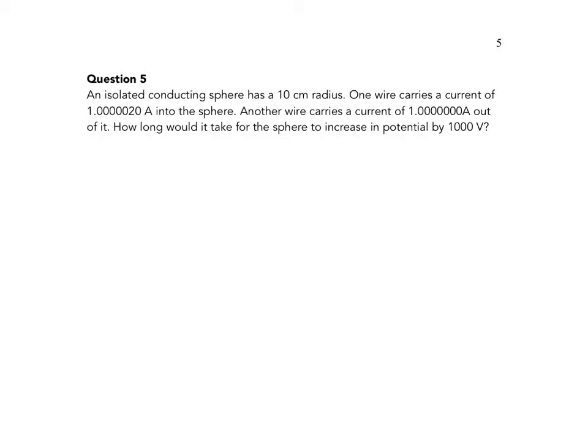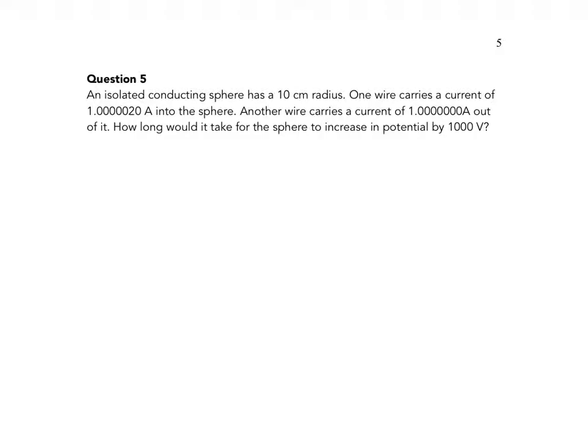We have a conducting sphere. It's isolated, 10 centimeter radius. One wire carries a current, almost 1 but not quite exactly 1 amp, into the sphere. Another wire carries it out. So we've got some current flowing in but slightly less flowing out. How long will it take for the sphere to increase its potential by 1,000 volts? So we're adding some charge to this sphere, and it's slowly building up because we have a mismatch between the current flowing in and the current flowing out.